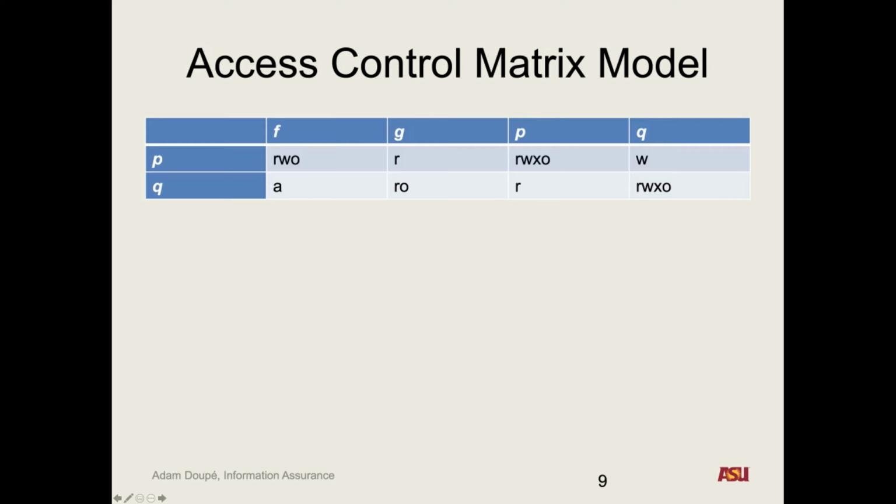So we can see in this model that P can read and write the file F and also owns the file F, can only read the file G, and can read, write, and execute and owns the process P, and can write to process Q. Now, again, what exactly it means when you can write to a process is dependent on the implementation of the system. Similarly, from this model, process Q can only append to file F.